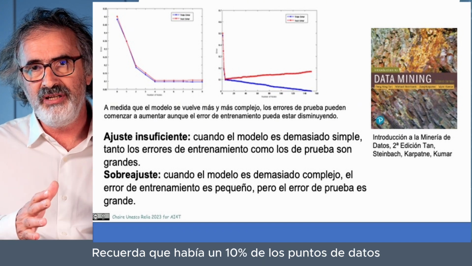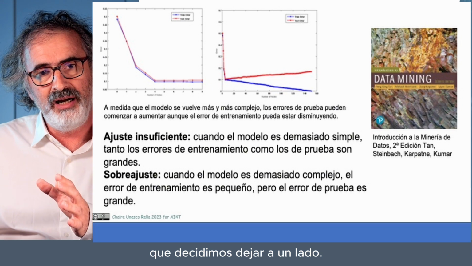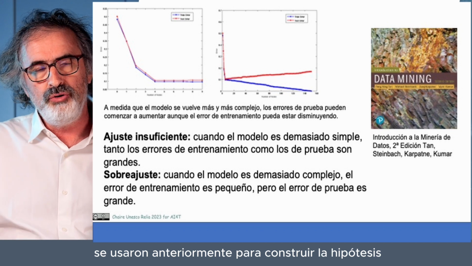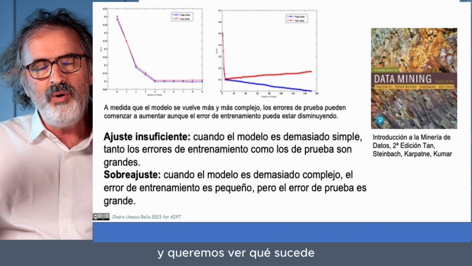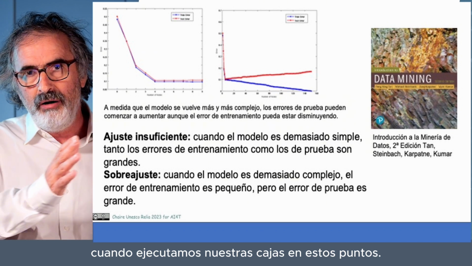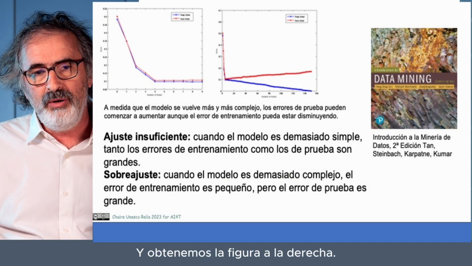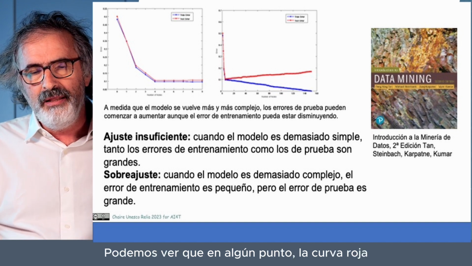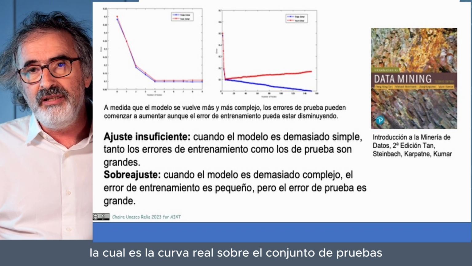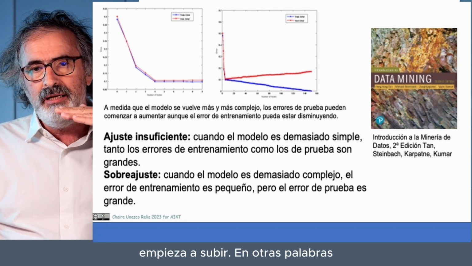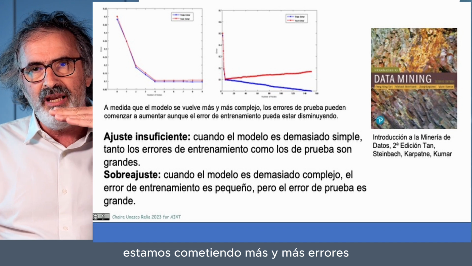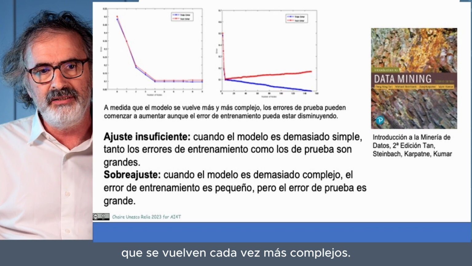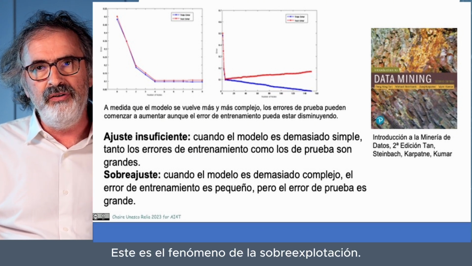You remember there were 10% of the data points we decided to leave on one side, which we now use. These are points that have never been used before to build the hypothesis, and we want to see what happens when we run our boxes on these points. And we obtain the figure on the right, where we can see that at some point the red curve, which is the curve over the test set, starts going up. In other words, we're making more and more mistakes over the unseen data with the rules which are becoming more and more complex. So this is the phenomenon of overfitting.